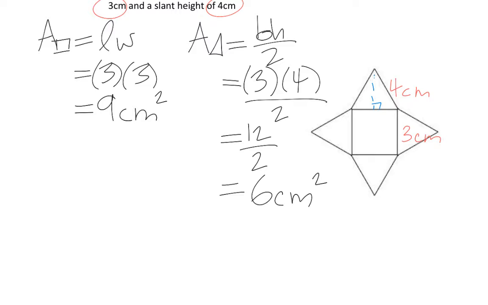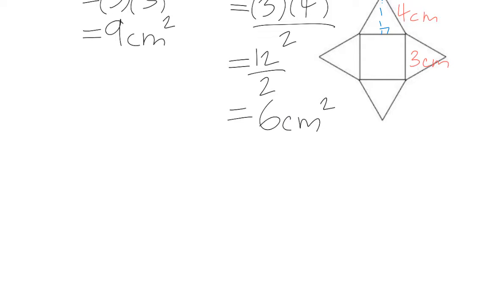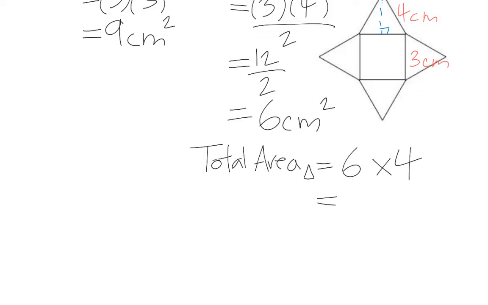Now, we are not finished yet. Remember, we have 4 triangles. Therefore, we're going to have to multiply our value of 6 centimeters by 4. Make a little note of that down below. So what you could say is the total area for the triangles is 6 multiplied by 4 because there are 4 triangles present. So 6 times 4 is 24, and we are using centimeters squared.